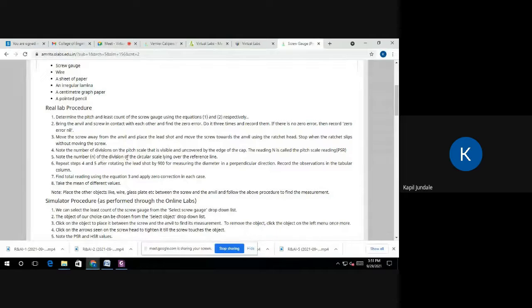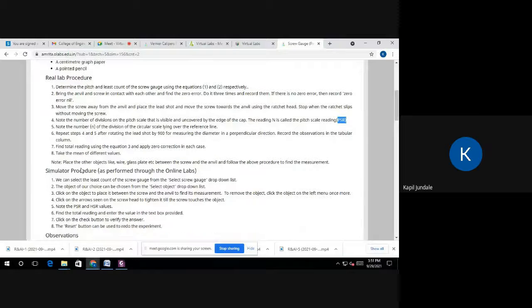The number of divisions on the pitch scale that is visible, uncovered by the edge of the cap, the reading n is called the pitch scale reading. Again, total reading we can calculate with the help of: total reading is equal to pitch scale reading plus circular scale reading into the least count. Note the number n of division of circular scale lying over the reference line.